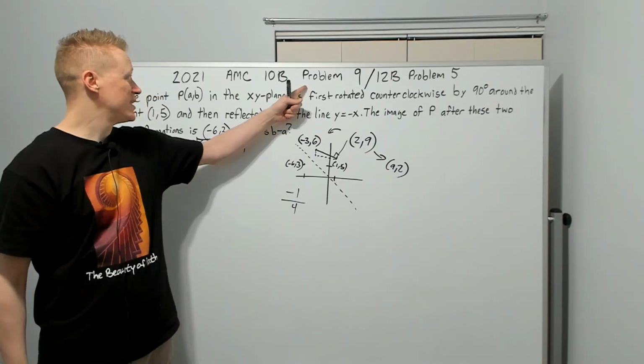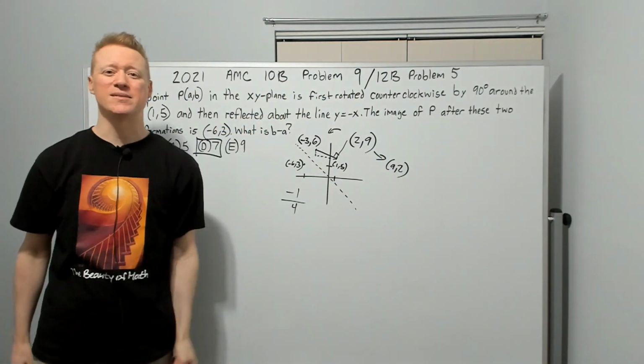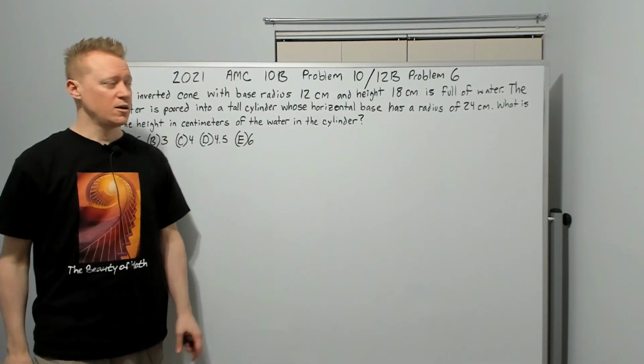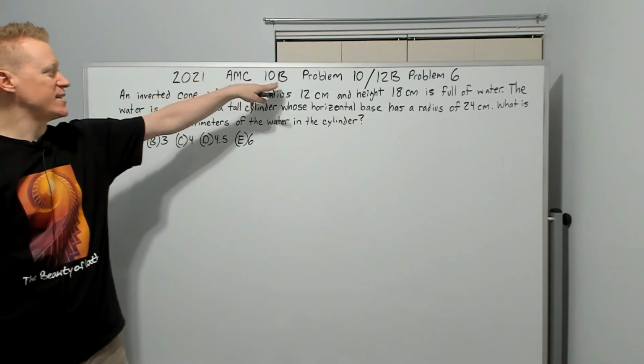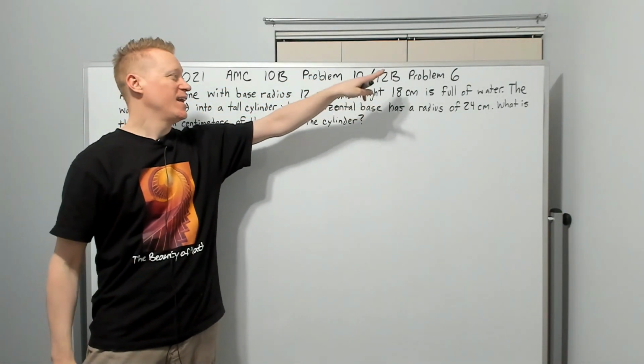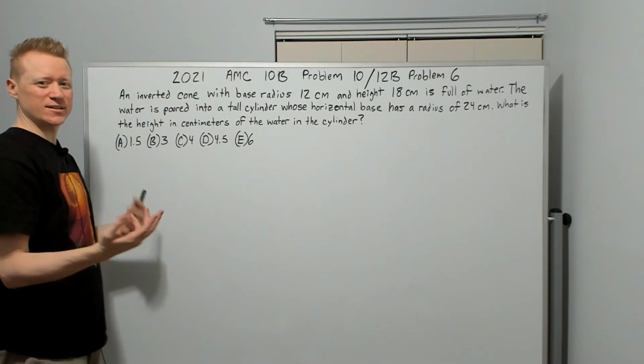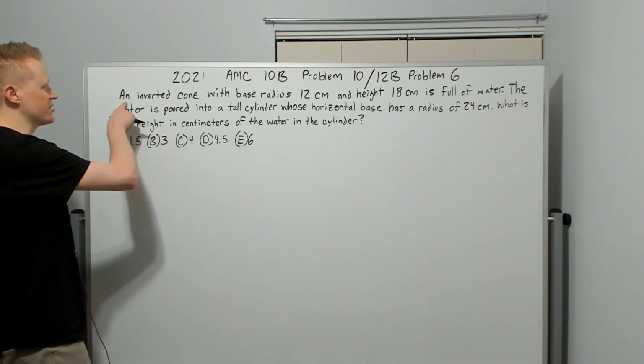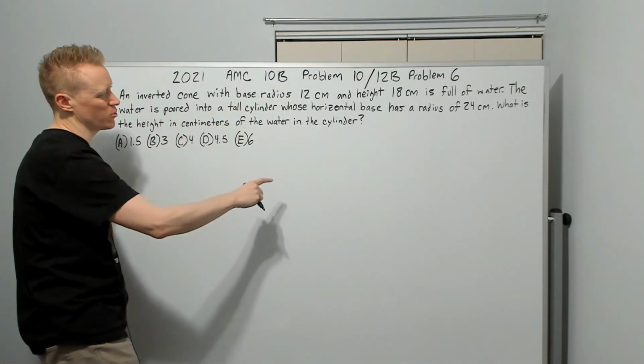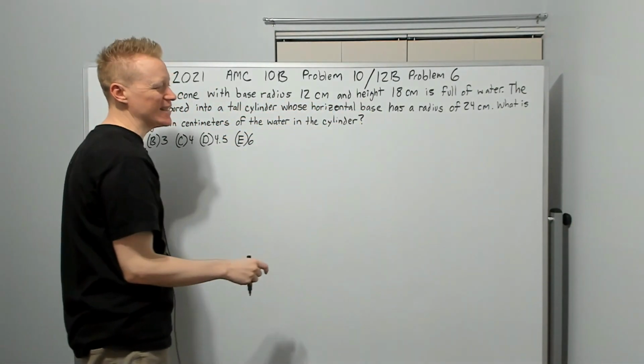Let's get to problem 10 for AMC 10B and problem 6 for the 12B. All right, so 2021 AMC 10B problem 10. It was also the 12B problem 6. Inverted cone, second time we've seen that in recent history. An inverted cone with base radius 12 and height 18.